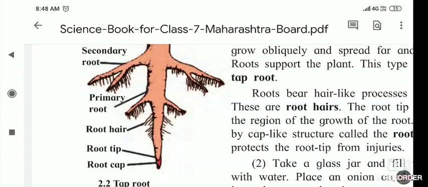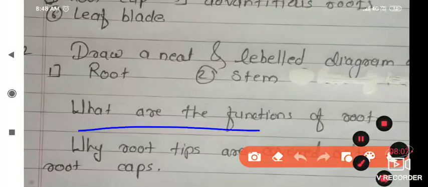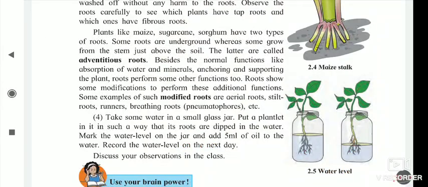Question number 3 is: what are the functions of root. So for that you have to write the functions of root. First of all we know that the function of root is transport of water and minerals to the plants, that is, absorb water and minerals and give support to the plant.